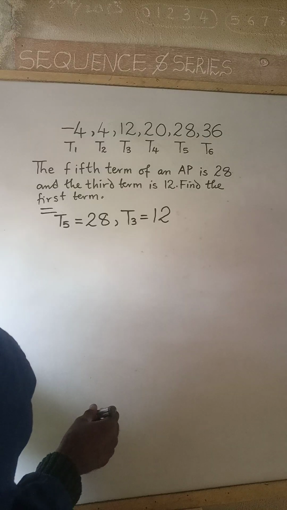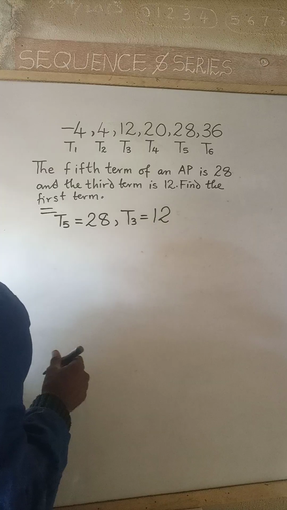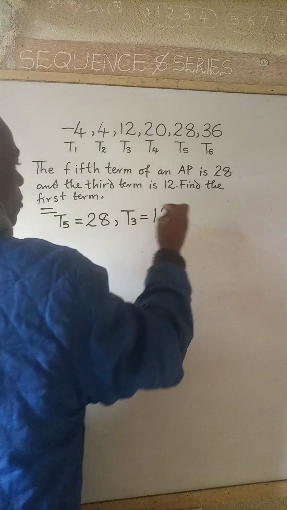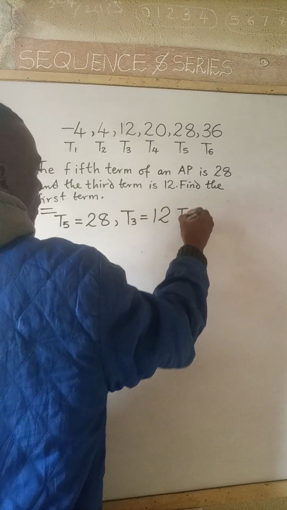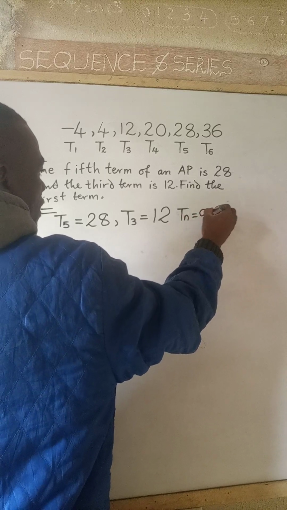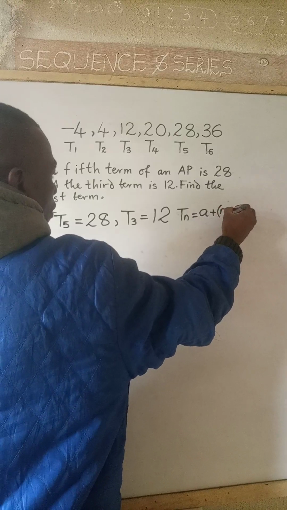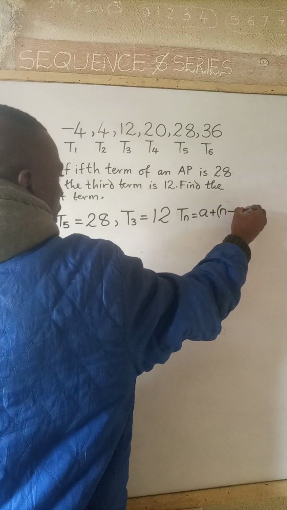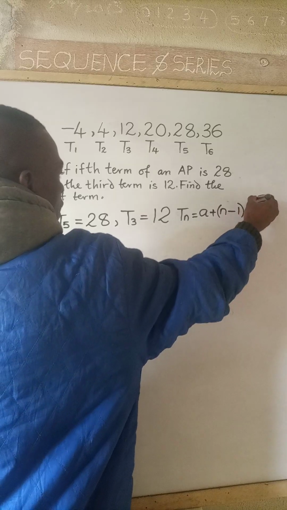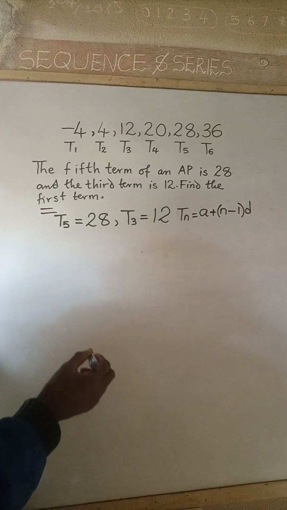First of all, we will apply the formula we use in calculating the nth term of an AP, which is Tn is equal to A, which is the first term, plus bracket open, n, which is the number of the terms, minus 1, bracket closes, D, which is the common difference.